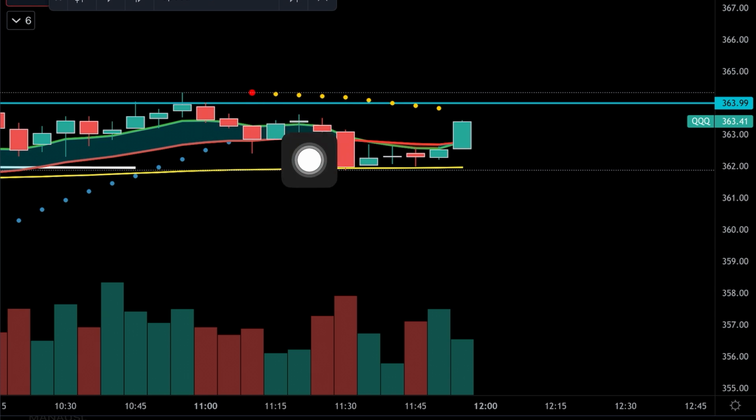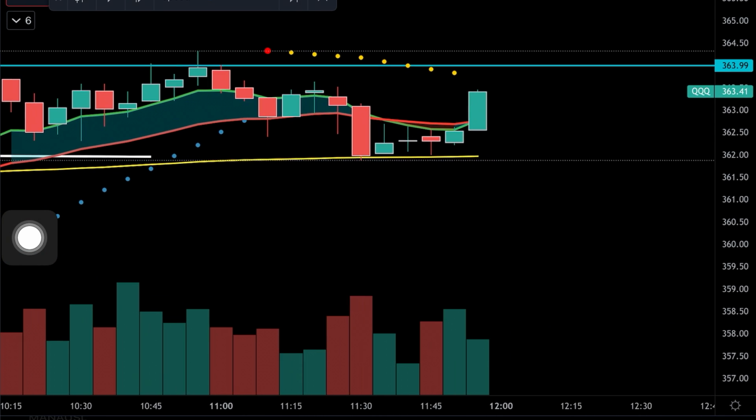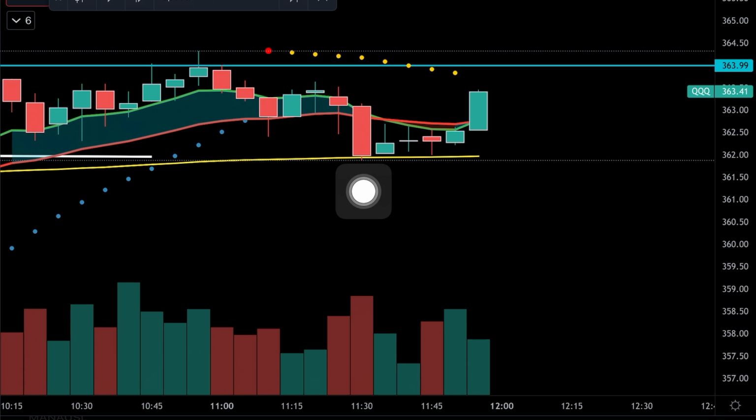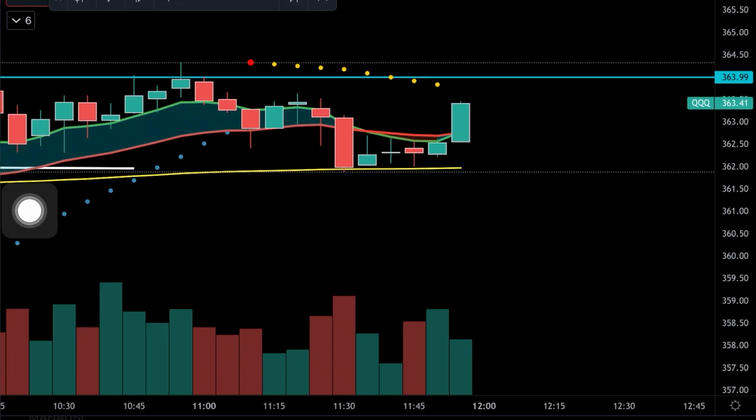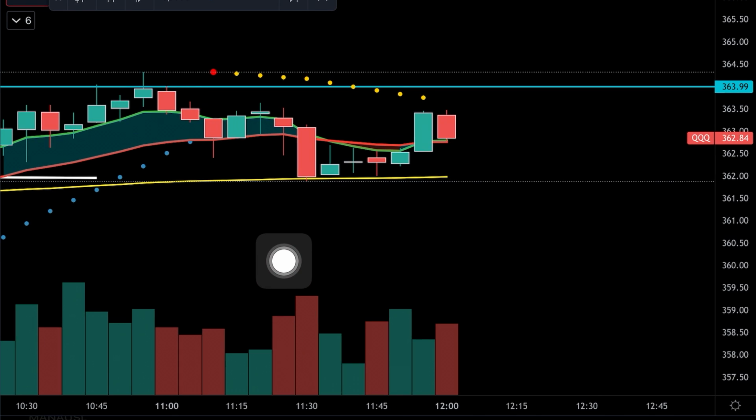So this move down, depending on the settings on how you're looking at this, was a fairly significant candle when you compare that to the rest. However, it just bounced because it hit VWAP. Sellers weren't ready to let those, I'm sorry, the buyers weren't ready to let those sellers take over. So now we're at that noon hour.